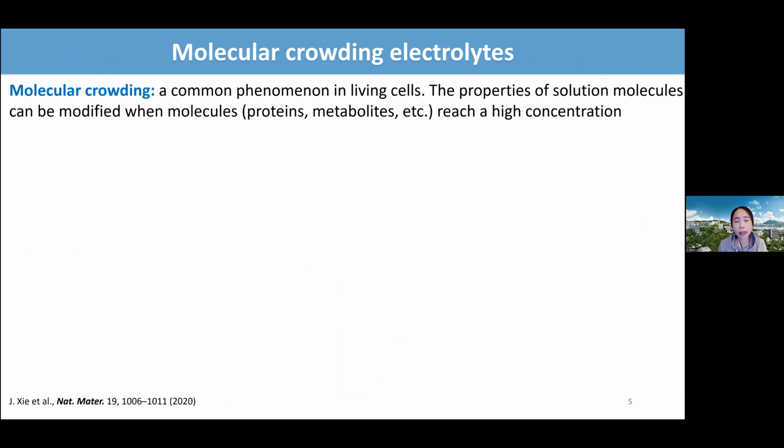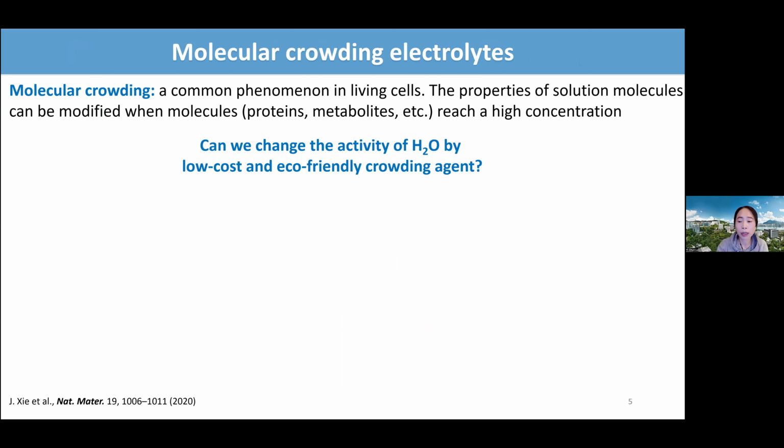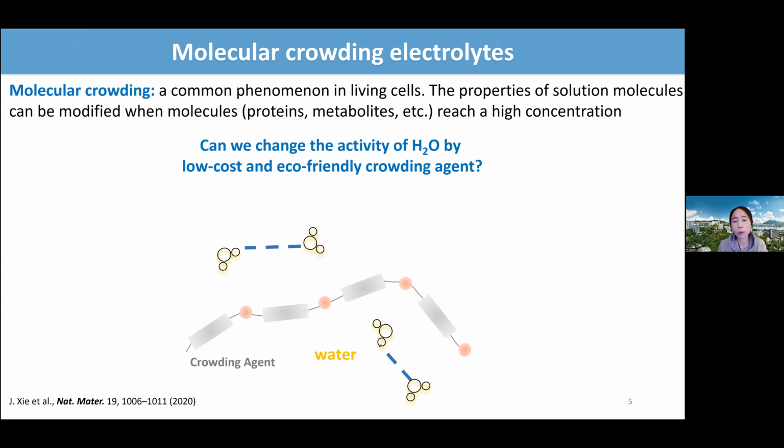There is a phenomenon in the living cell called molecular crowding. It's actually talking about how the property of the solvent or the liquid could be modified when there is a large amount of large molecules such as protein around these solvents. And so when they reach high concentration, they can actually modify the activity of the water molecule. Therefore, we ask, can we utilize this phenomenon and apply it to the aqueous electrolyte and see if we can reduce water activity by a so-called crowding agent.